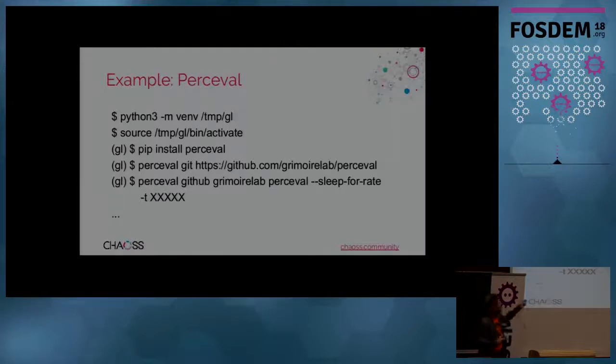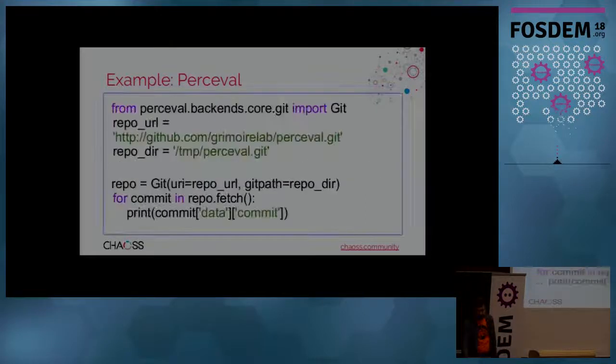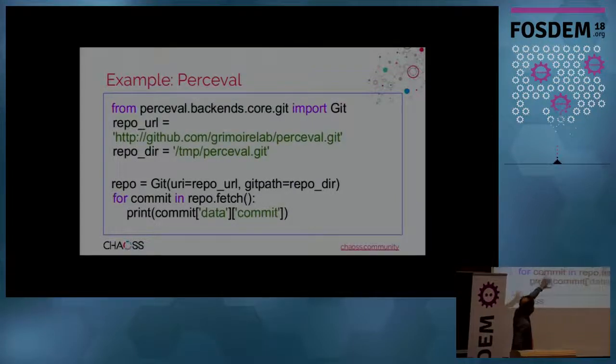If you are using the token, you can use like 5,000 queries an hour or something like that. So if you use Perceval with GitHub, use the token. And this is how you do it in Python, which is, as you can see, quite simple.